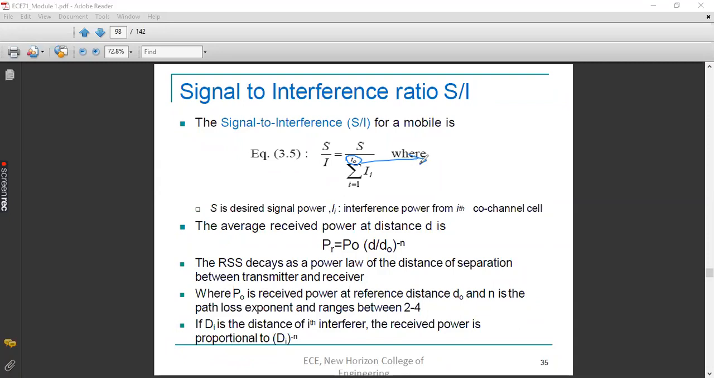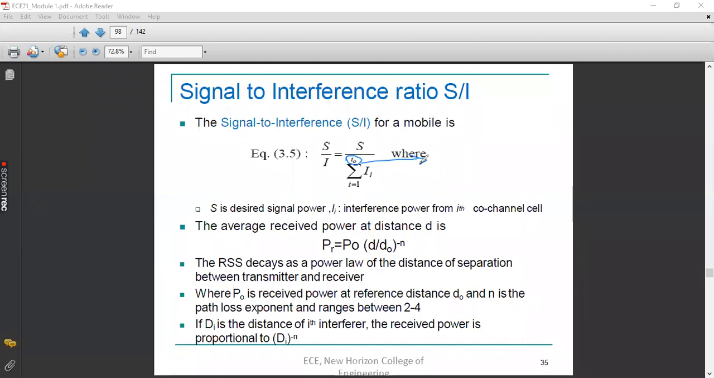There can be I0 number of co-channel cells in that entire cluster. Assume that in one cellular system, you will have I0 number of cells sharing the same channels. All these I0 cells will contribute to the interference with respect to our signal. So I have taken all the interference signal powers from 1 to I0 and summed them up: sigma i equal to 1 to I0, capital I i.